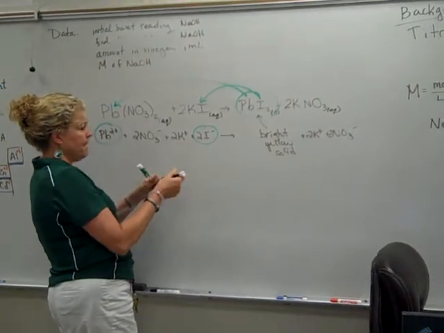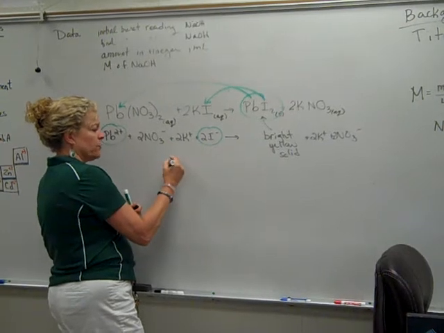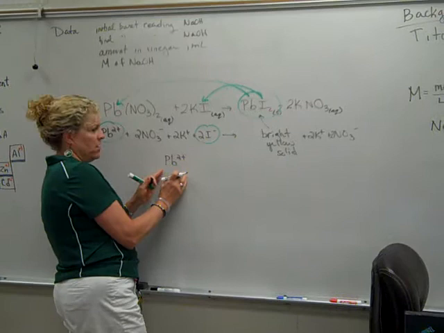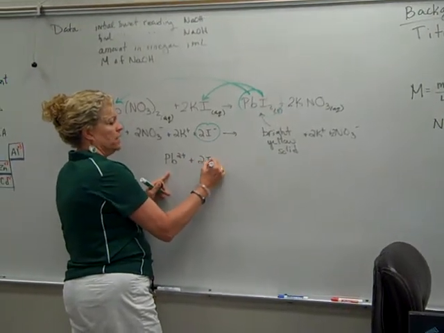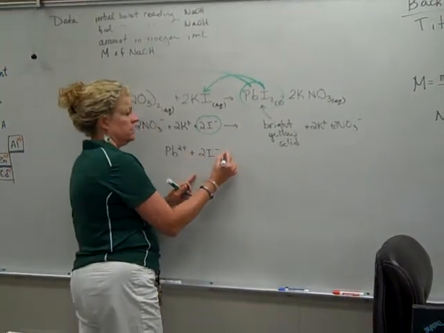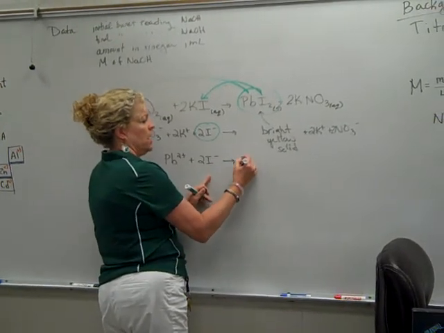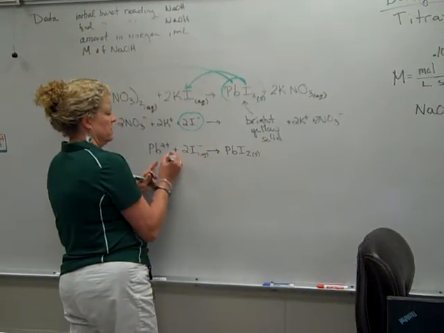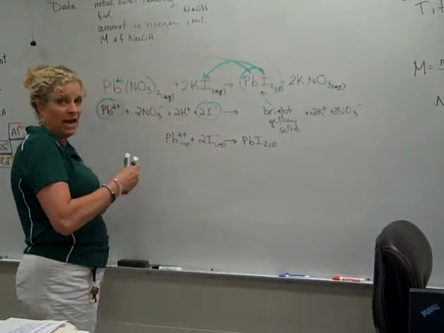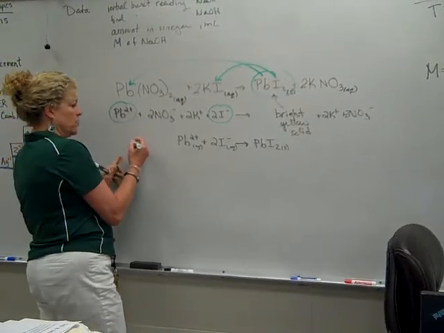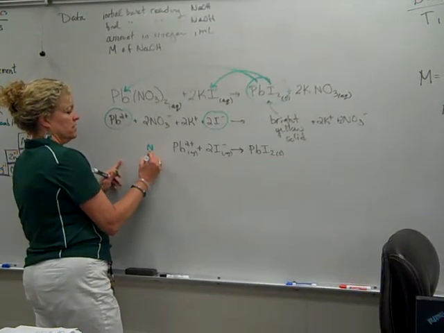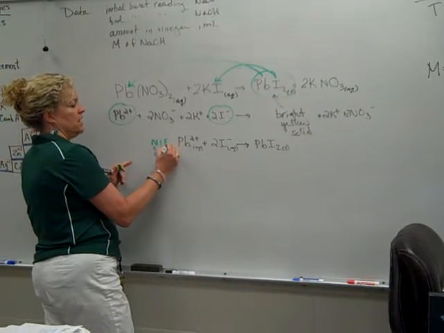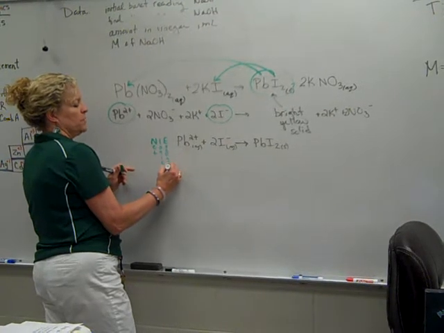So the essence of the reaction, what really happened was that lead ions ran into iodide ions, they stuck together and they formed lead iodide. This is the essence of what happened, and for that reason we call this the net ionic equation, NIE. And that's what you're going to be learning to write.